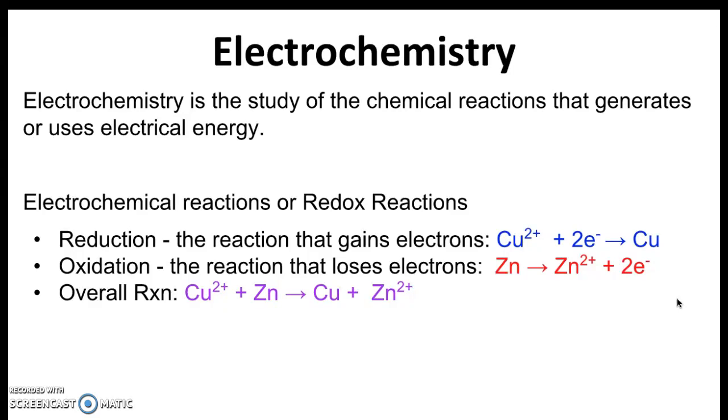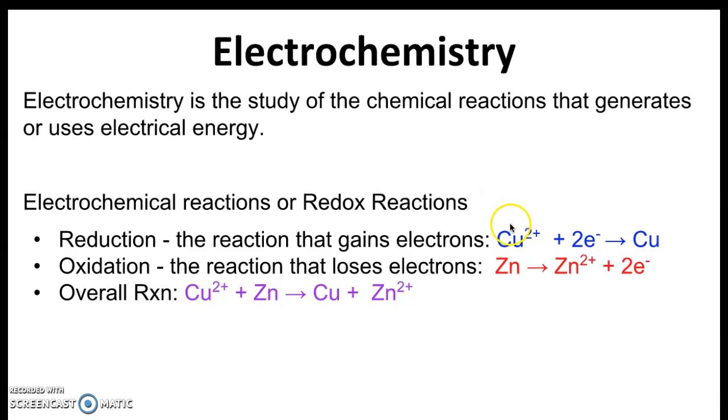All right, so what is electrochemistry? It is the study of the chemical reaction that generates or uses electrical energy. And these chemical reactions are also known as redox reactions. This word comes from a combination of the words reduction and oxidation, which are the two processes that take place during a redox reaction. The reduction reaction is a reaction that gains electrons, and the oxidation is a reaction that loses electrons. So the electrons that are lost by the oxidation are gained by the reduction. It causes a flow of electrons or electrical current.